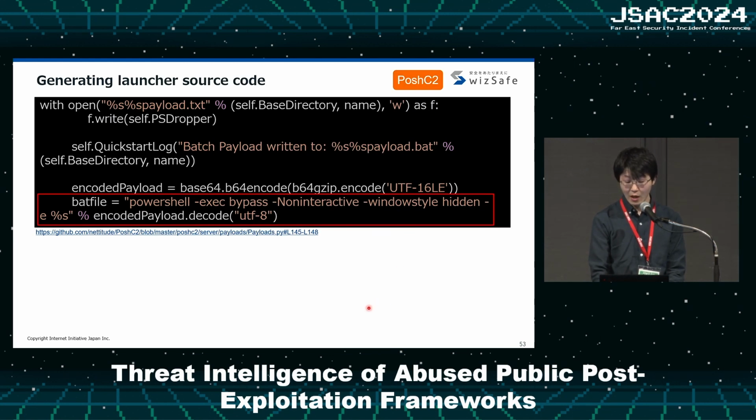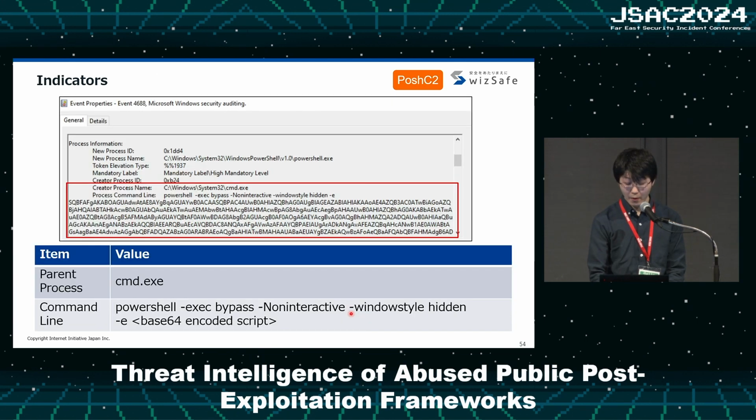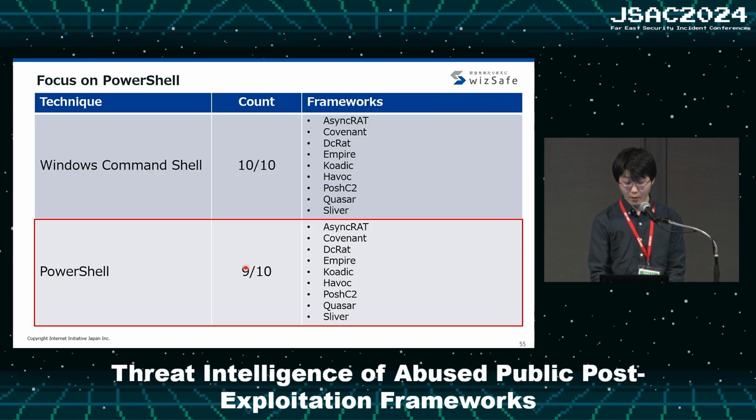PoshC2 is the same. So this is the source code of the batch file. The execution of PowerShell is hard-coded. So when you look at the event log, it's similar to Empire. The record is similar to Empire.